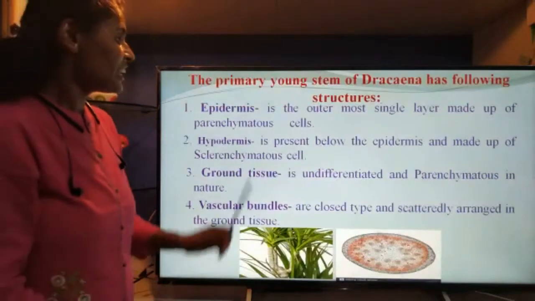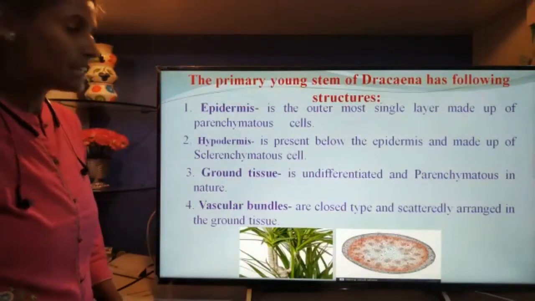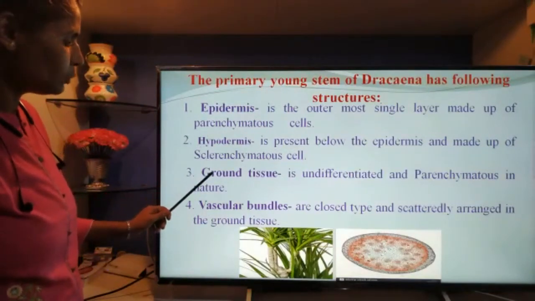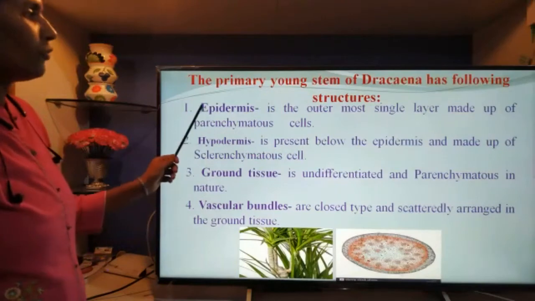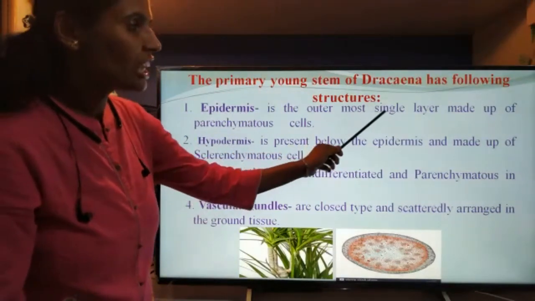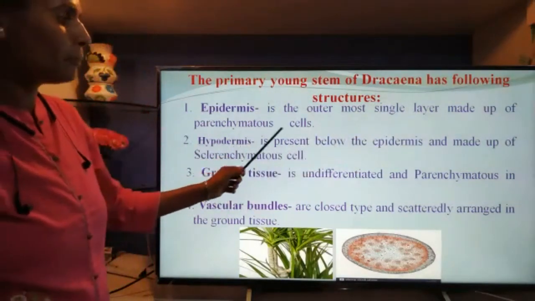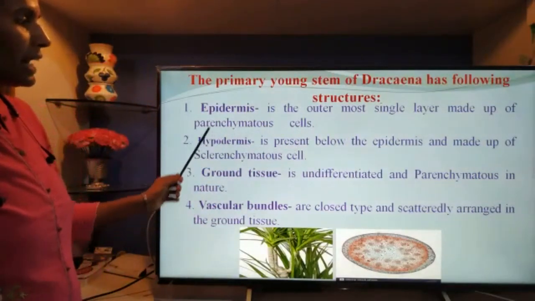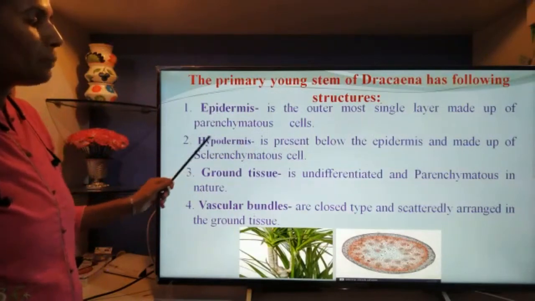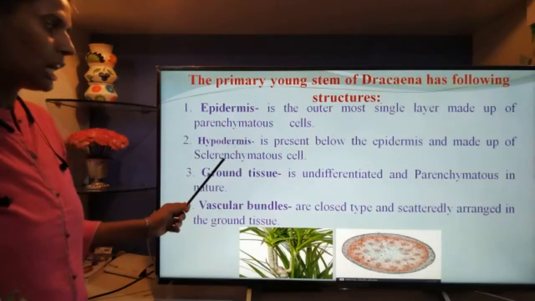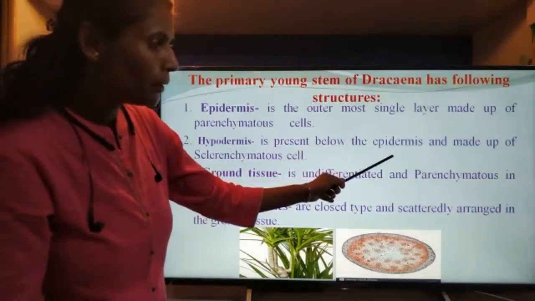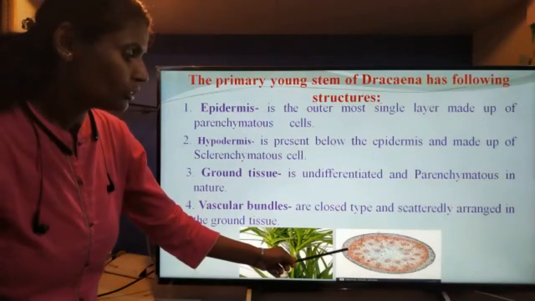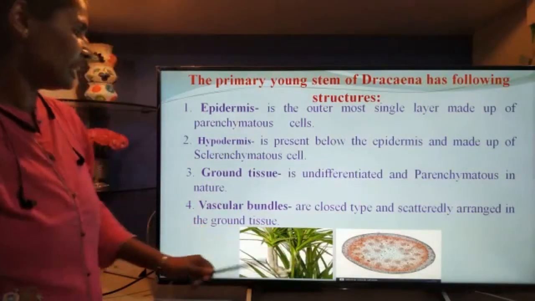So let me explain the primary structure of dracaena stem. It has the following structures like epidermis, hypodermis, ground tissue and vascular bundles. The epidermis is the outermost single layer made up of parenchymatous cells which will give protection to the internal organs of a plant, whereas epidermis is followed by hypodermis, which is otherwise known as outer cortex. It is present below the epidermis and made up of sclerenchymatous cells. Here we can observe the hypodermis made up of the sclerenchyma.